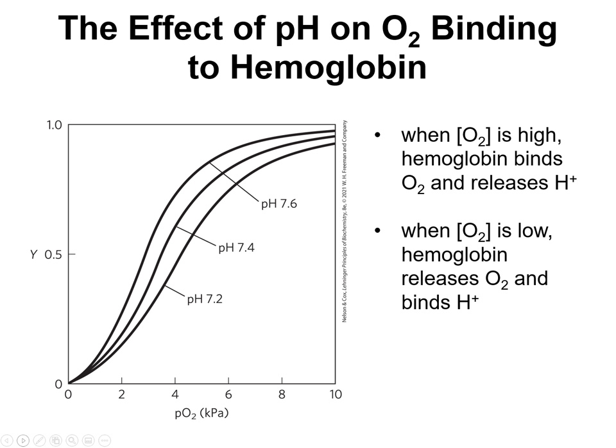When the concentration is low, and remember you can think about concentration or partial pressure, same deal here for oxygen, then hemoglobin is going to release oxygen and bind hydrogen. Thinking about the goal of hemoglobin in transporting oxygen to all the tissues, this should make sense. You don't want hemoglobin holding on to oxygen forever, because then it won't actually transport it anywhere. It will just store oxygen. That's not what we're going for.